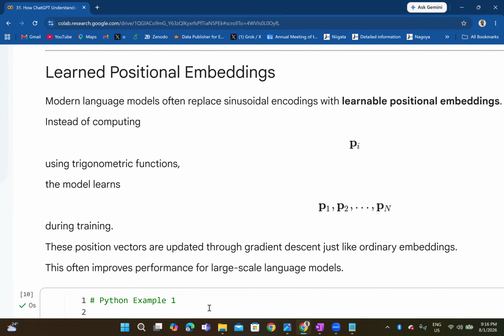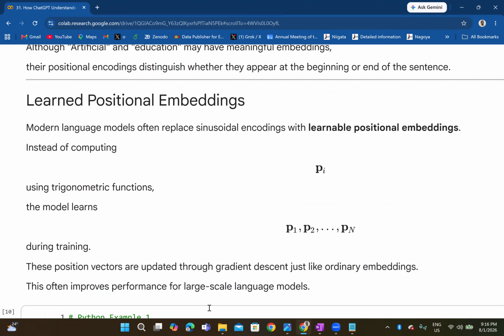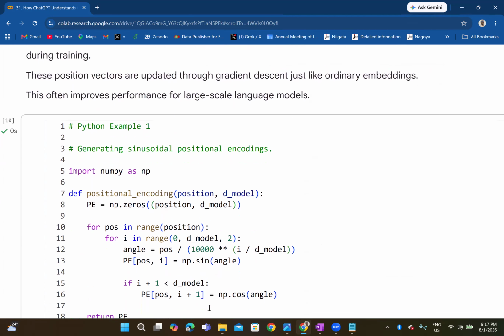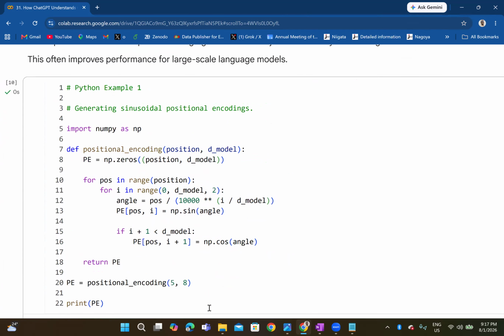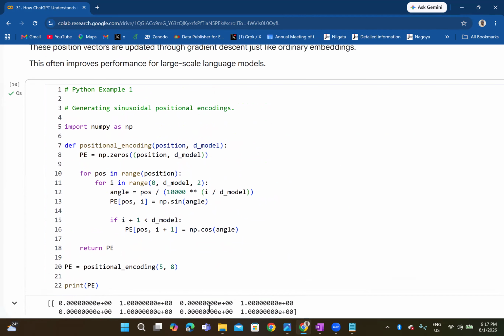So we then talk about learned positional embeddings. Modern language models often replace sinusoidal encodings with learnable positional embeddings. Instead of computing PE using trigonometric functions, the model learns P1, P2 up to Pn during training, and these position vectors are updated through gradient descent, just like ordinary embeddings. This often improves performance for large-scale language models, and that takes us to Python example one, still talking about positions.